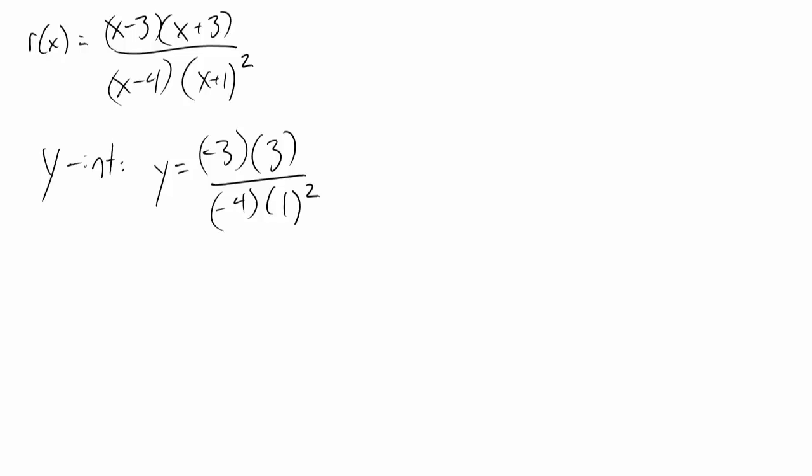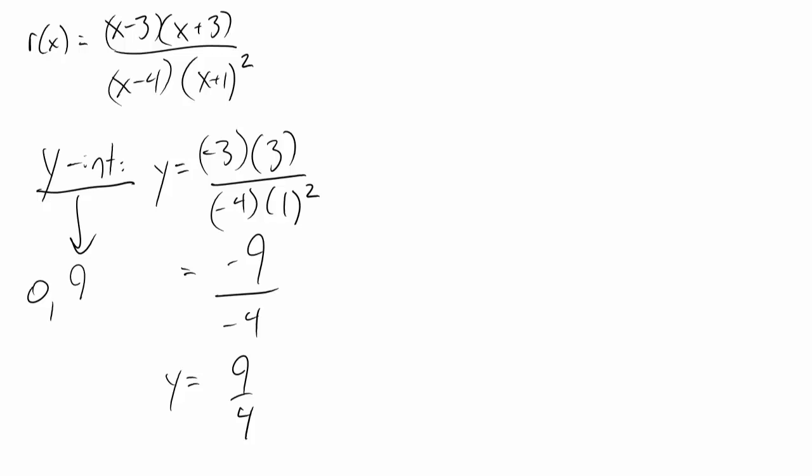And it's just a matter of working the rest of this out, so we have negative 3 times 3, which is negative 9, over negative 4 times 1 squared, which is 1 squared is 1, so times negative 4 is negative 4. So this gives us our y-intercept at positive 9/4. And if you're asked to write this as an ordered pair for the y-intercept, we put a 0 in for x, and we found the y value to be 9/4.